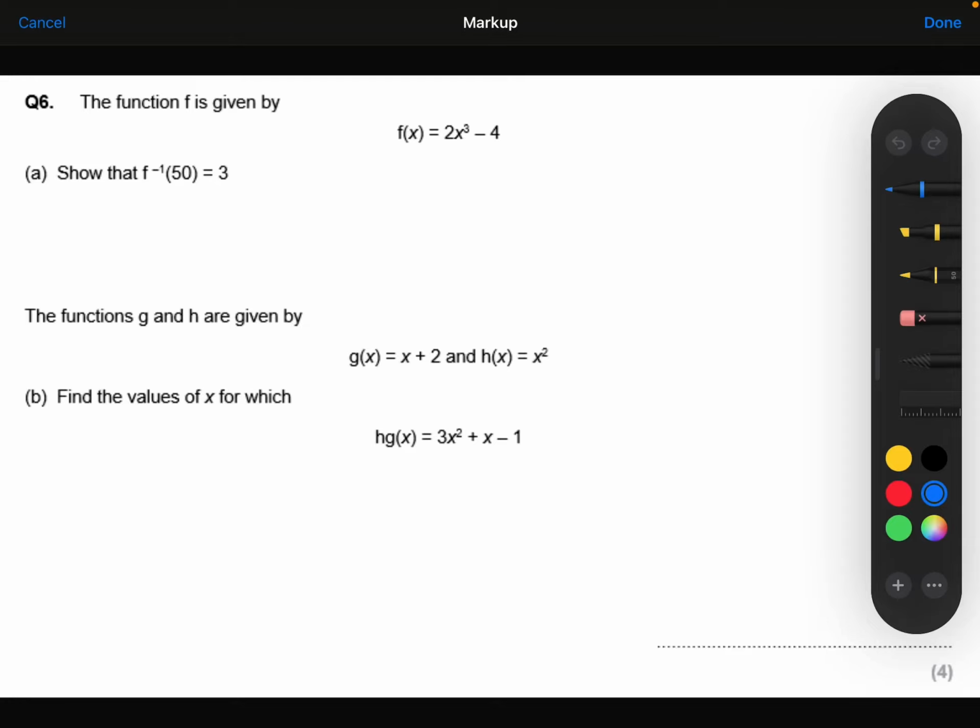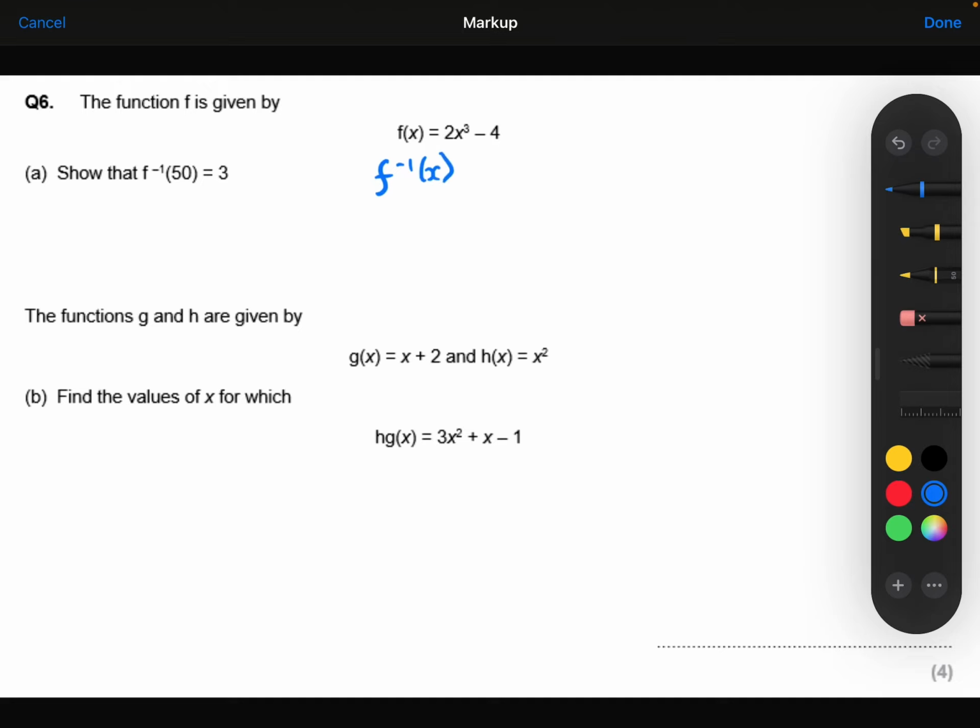The function f is given by f of x is equal to 2x cubed minus 4. I need to show that f inverse of 50 is equal to 3. So first I need to work out what the f inverse function is going to be.